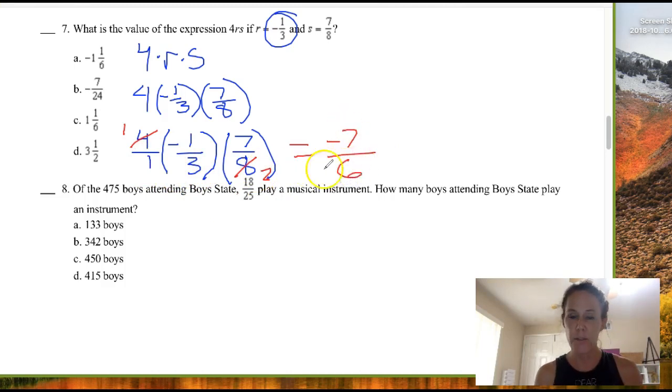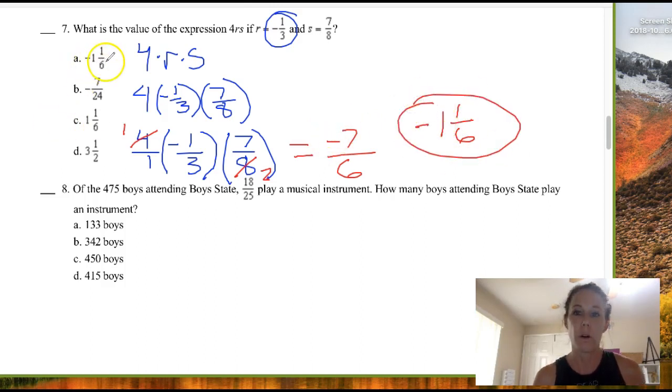So -7/6. Now you'll notice that's not one of my solutions. So I need to go ahead and change it to a mixed number. 6 divides into 7 one time with 1 left over. So 1 out of 6 left over. And I have it negative. So it's going to be -1 and 1/6. So it will be A. All right, on to the next one.